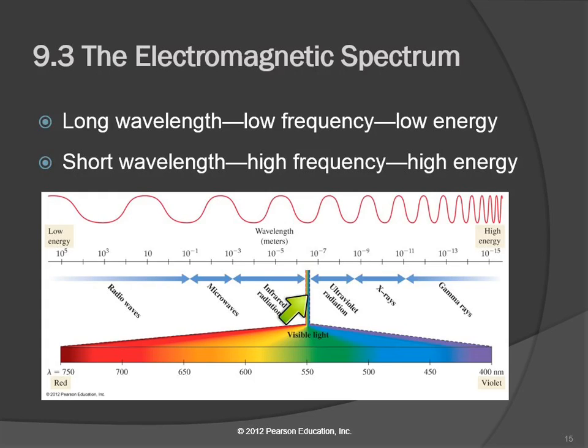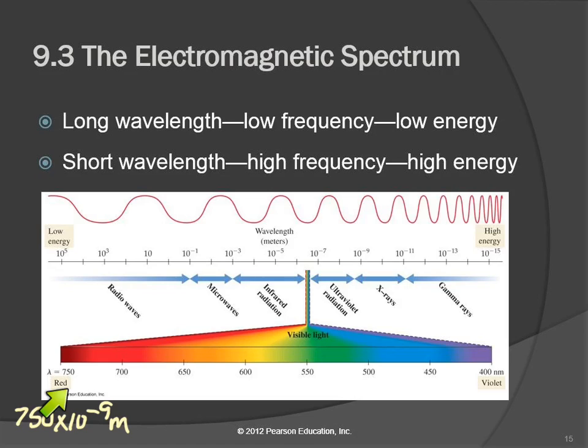Right here, kind of in the middle, little tiny band, this is visible light. And so they pull this down and they expand it out so that we can actually see it. So here we see that red light has a wavelength of 750 nanometers. What does nano mean? 10 to the minus 9. So that would be 750 times 10 to the minus 9th meters. That's not in proper scientific notation, but you get the idea.